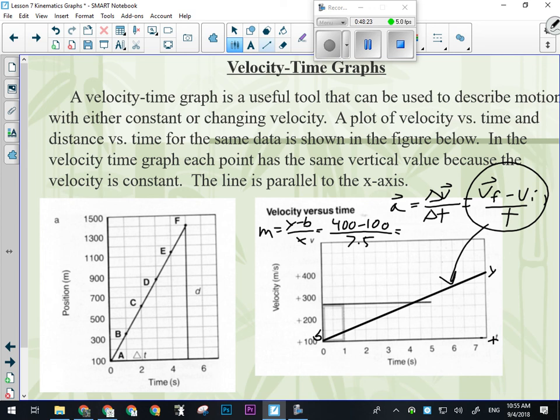Everyone all right with that? Okay, I want you to calculate the total displacement of this object. So the line that I just drew there. I want you to find the total displacement.